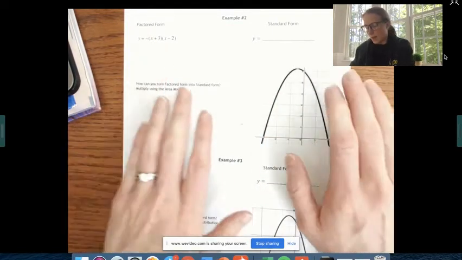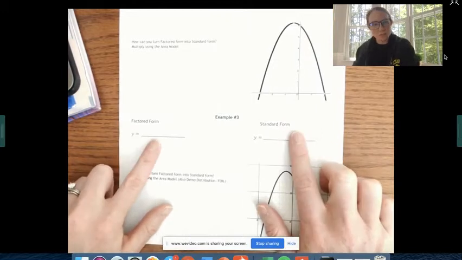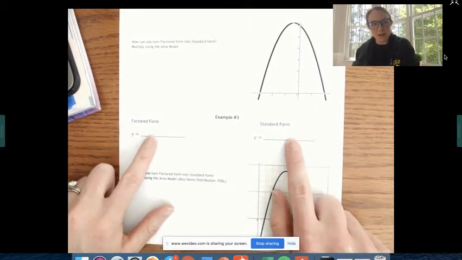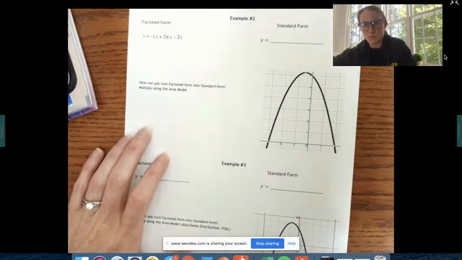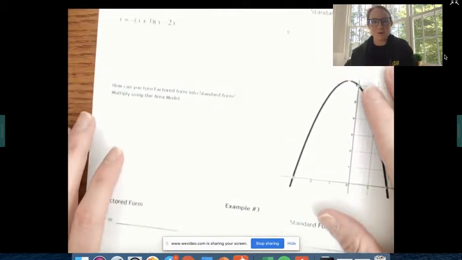All right. And one where they do not give you either equation, they just give you a graph, and we've got to figure out what the equations are. All right. So let's take a look at these two examples. I'm going to zoom in a little bit so we can see them a little bit better.